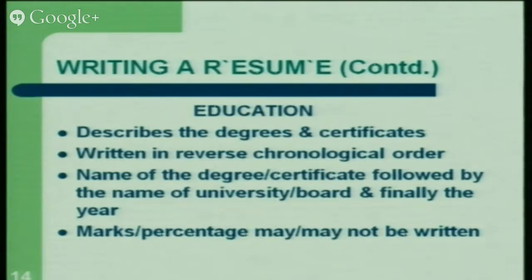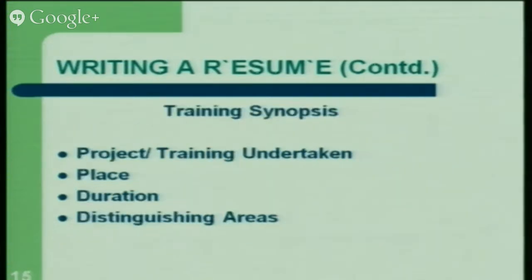Then the education, how is it written? Please pay attention here, which I am reading out again. Name of the degree or the certificate, followed by the name of the university or board, and finally the year. Marks or percentage may or may not be written, but we advise you not to write it. But if there is a standard format that is given out by companies coming for campus placement, like a tabular form or whatever, let your students follow that.